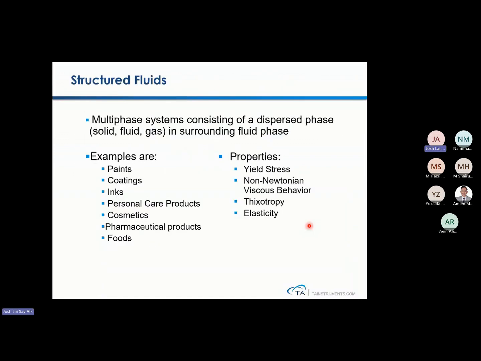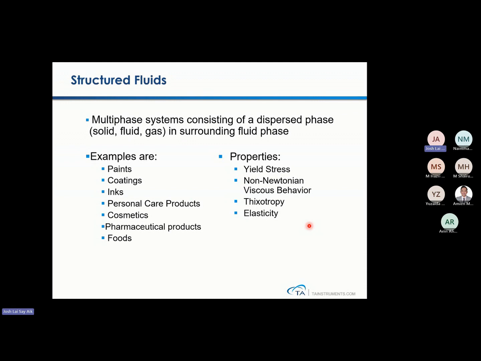So now let's look at the applications. Typically a rheometer is used not only for Newtonian fluids, of course, it will go for multi-phase systems. That's why you need a rheometer to do it, or else you don't need the rheometer anymore. Examples are paint, coating, personal care products, cosmetics, any type of system that has structure within it where you want to see the changes based on temperatures, amplitude, or frequencies.